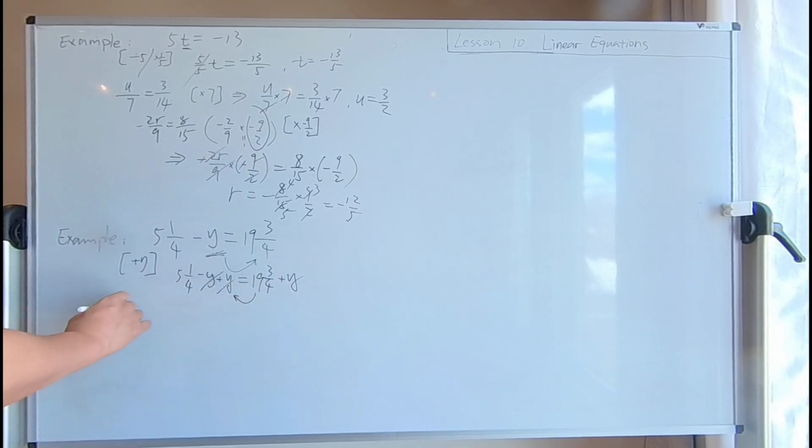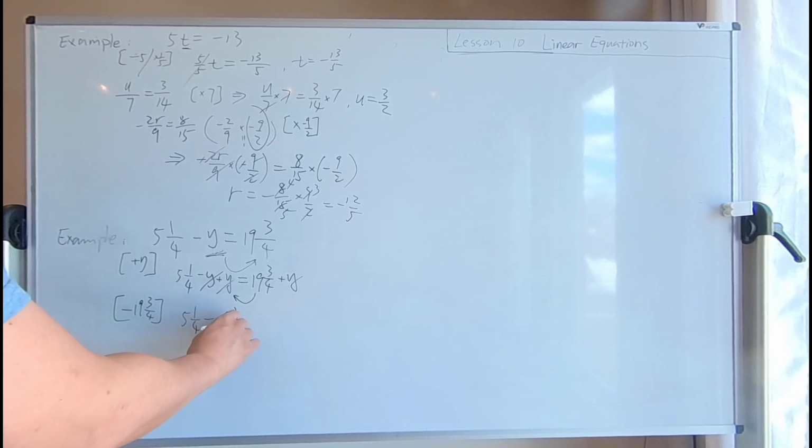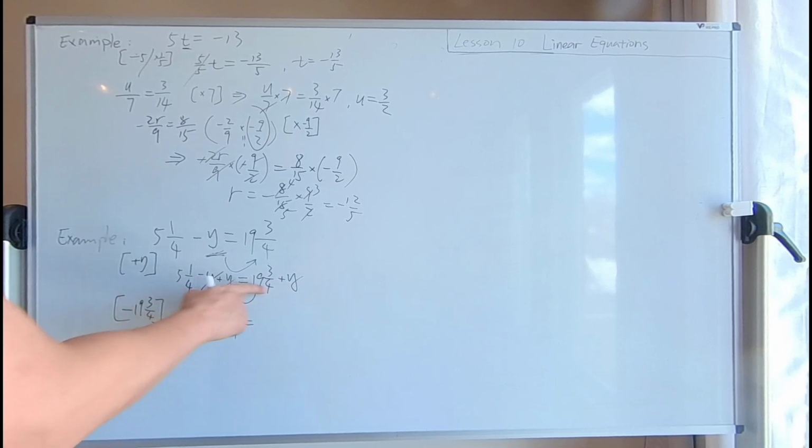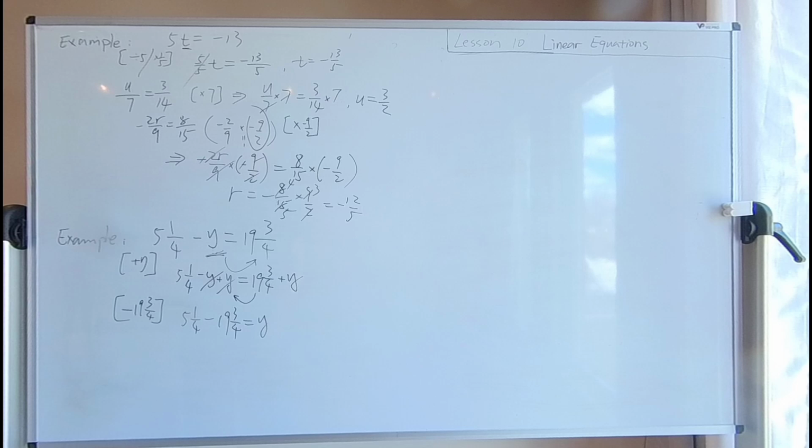And how do you move that? It's by subtracting this value on both sides of the equation, right? So then this becomes 5. Subtracting 19 3/4, this cancels out, and there's only a y left. So I've been practicing this with many examples.